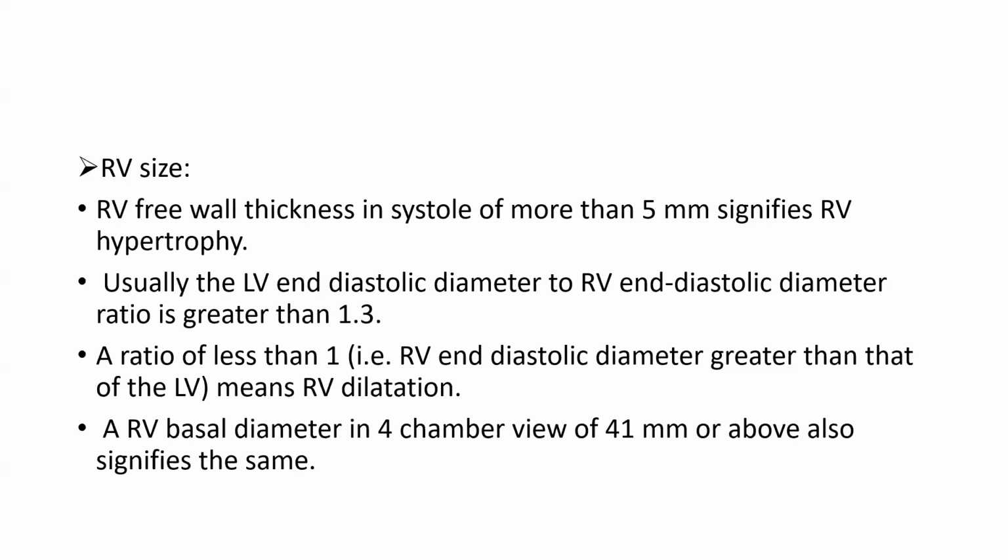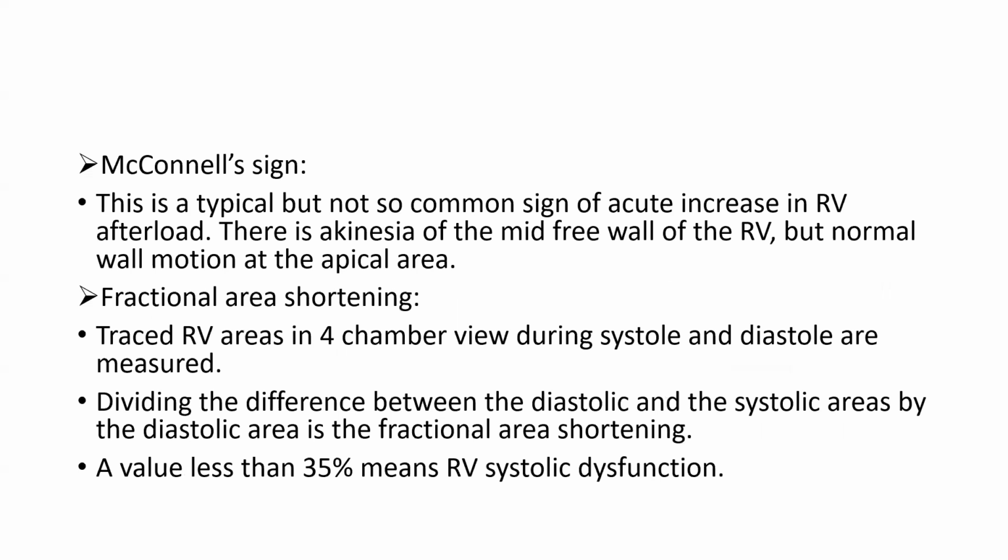RV size: RV free wall thickness in systole of more than 5 mm signifies RV hypertrophy. Usually, the LV end diastolic diameter to RV end diastolic diameter ratio is greater than 1.3. A ratio of less than 1 means RV dilatation. RV basal diameter in 4-chamber view of 41 mm or above also signifies the same. Now about McConnell sign. This is a typical but not so common sign of acute increase in RV afterload. There is akinesia of the mid free wall of the RV but normal wall motion at the apical area.